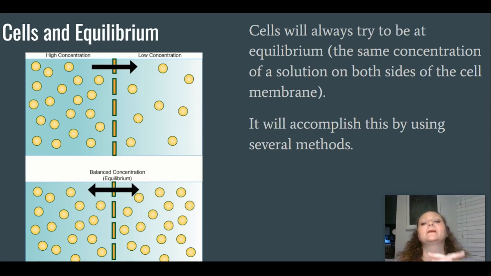Okay. Cells want to be at equilibrium. That's what makes cells happy. They really want to have the same concentration on both sides of the membrane. And there's a lot of different methods that cells will use to accomplish that. Make sure as you're taking the notes here that you understand what equilibrium is. So definitely write that down. Write down a definition of equilibrium.